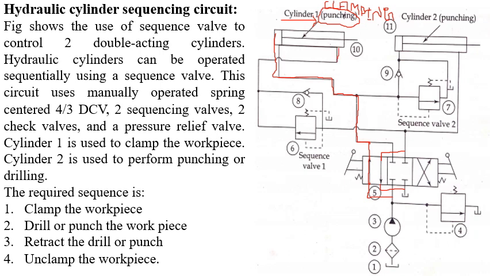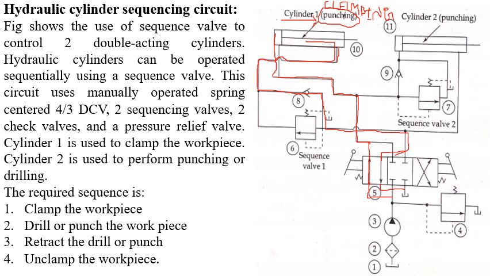See here, the oil from this rod end goes like this to the tank via check valve 8. Look at the direction. Check valve 8 of the sequence valve 1 and direction control valve. So the first sequence of operation is over, and next is the second sequence.